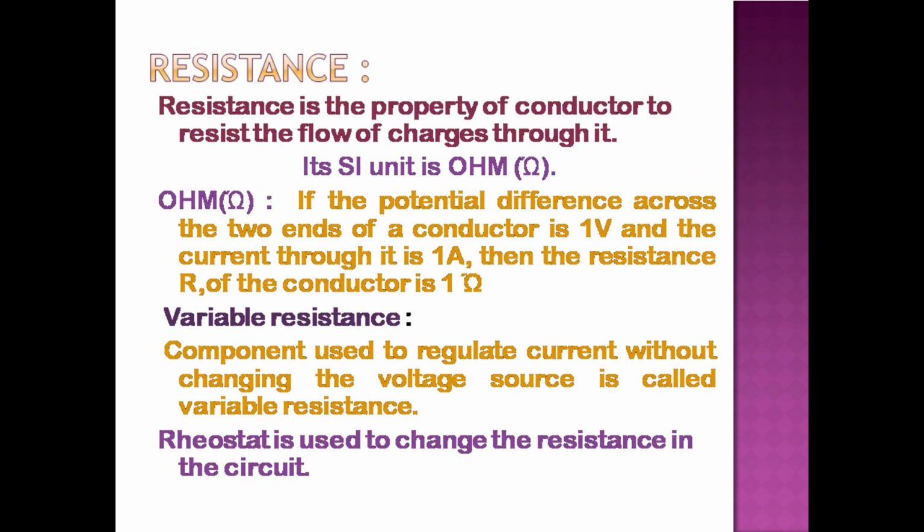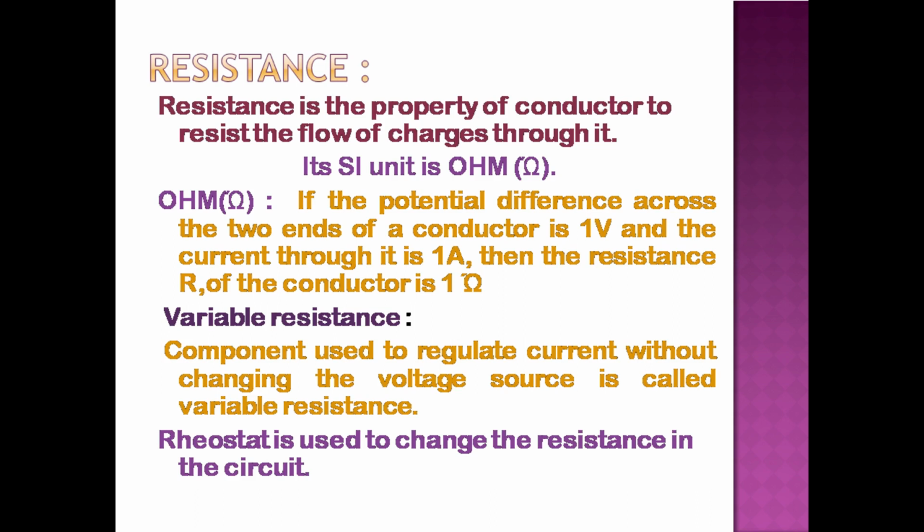Resistance: resistance is a property of a conductor to resist the flow of charge through it. SI unit of resistance is ohm. Ohm: if the potential difference across the two ends of a conductor is 1 volt and the current through it is 1 ampere, then the resistance R of the conductor is 1 ohm.